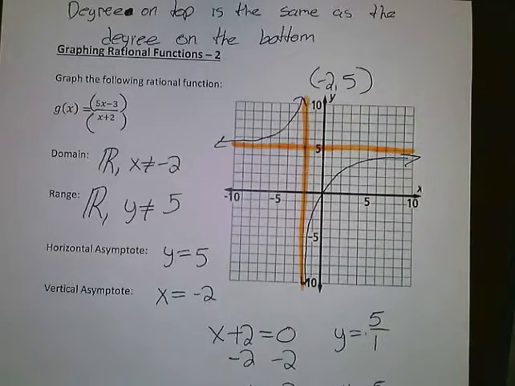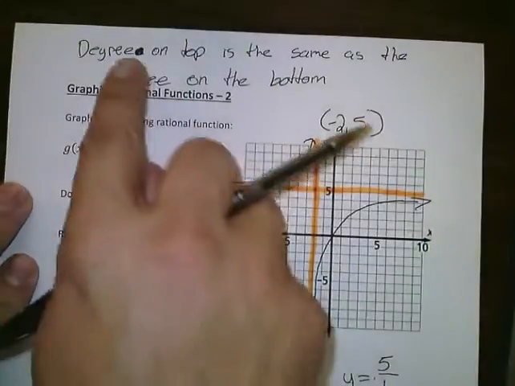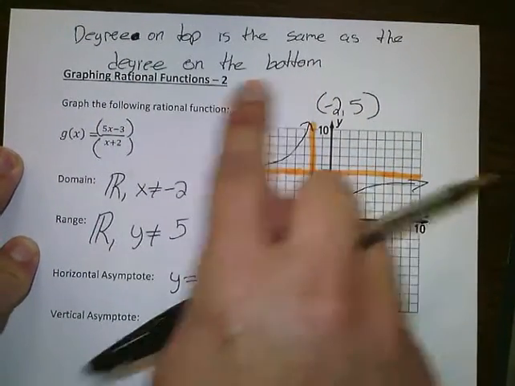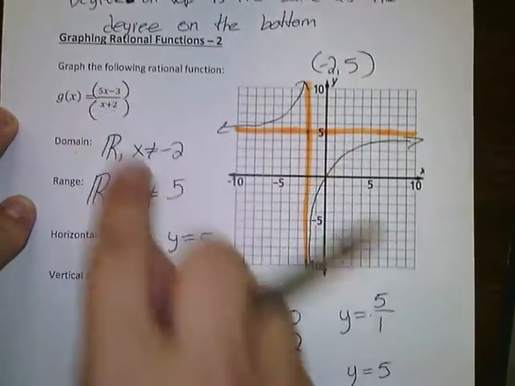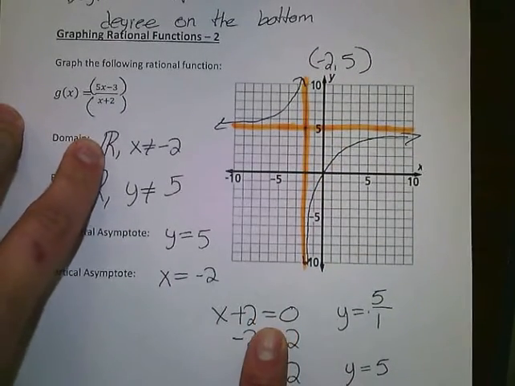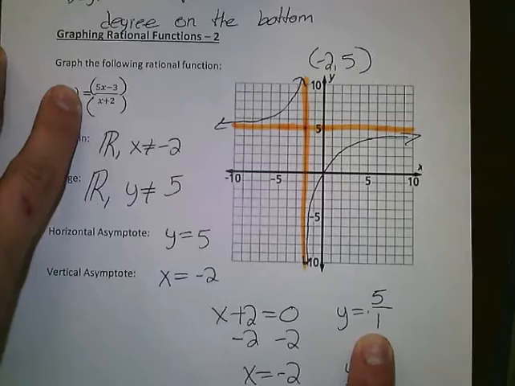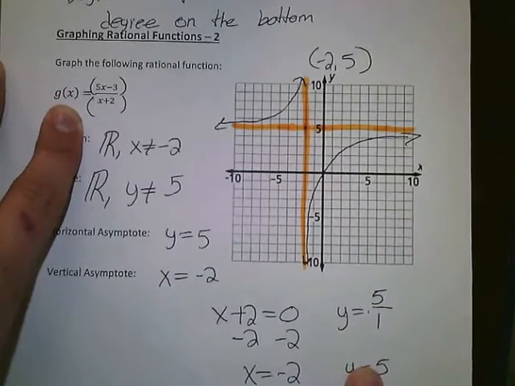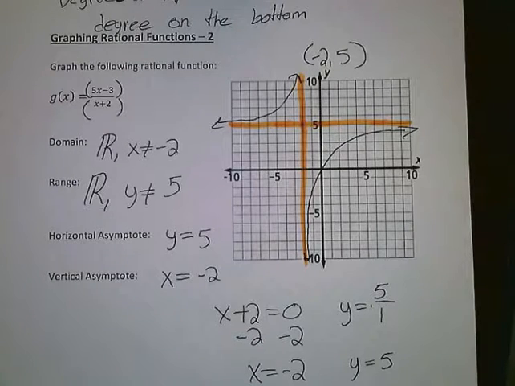So this was graphing rational functions 2. This is when the degree on the top is the same as the degree on the bottom. So when the degrees on top and bottom match up, you take the denominator, set it equal to 0, and solve, and then you take the leading coefficients and divide them to get the y value. Once you have that center point, you're good to go. This is graphing rational functions 2. I have one more video on graphing rational functions. It will be graphing rational functions 3.